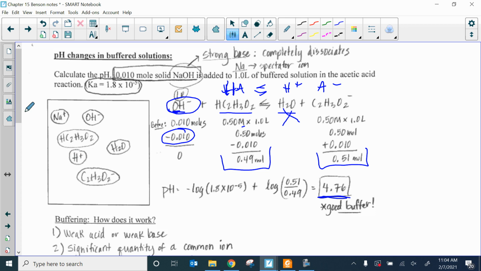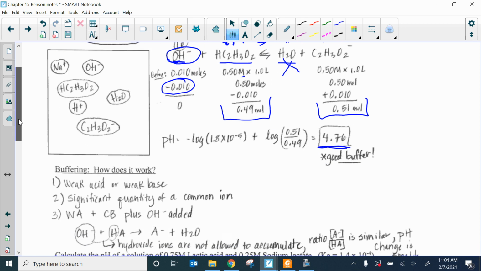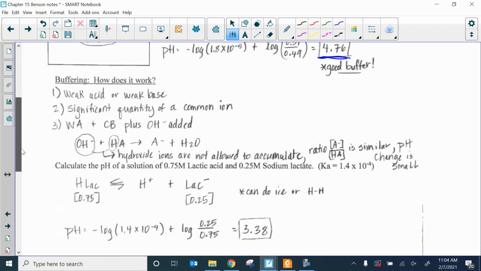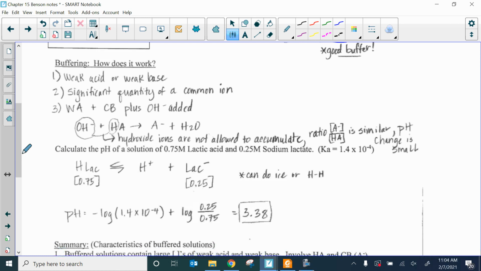Again, take note of all the species that are listed in water. So how does it work? How does a buffer work? You have to have a weak acid or a weak base. They are able to absorb a lot of ions. If we have a strong acid or a strong base, they're not going to buffer because they fully dissociate. We need to have a significant quantity of a common ion. Obviously, if I have too much of that common ion, it isn't going to be able to buffer.